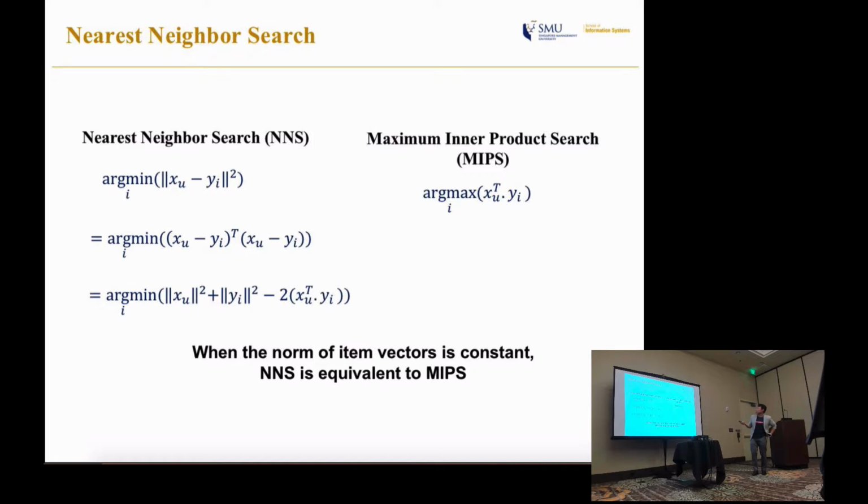All right, so let's talk about nearest neighbor search. Now, this is the contrast between the two. For the maximum inner product search, which is the recommendation retrieval problem that we are trying to solve, given the vector xu, which is the query of a user u, we want to find the item i with the maximum inner product to the user u.